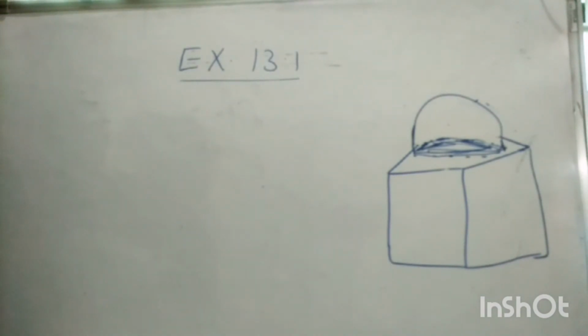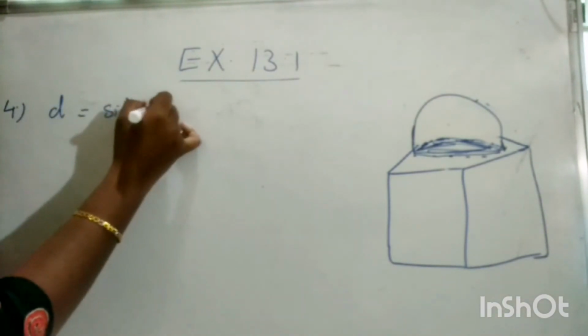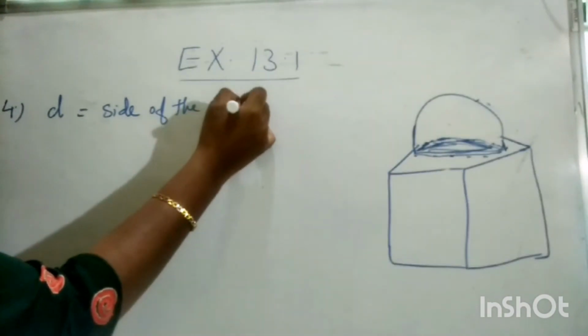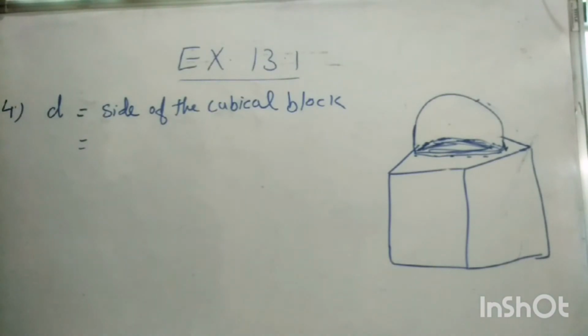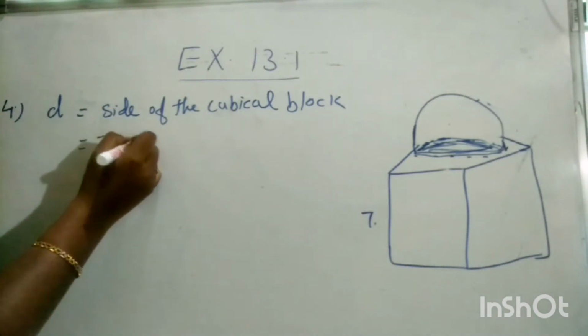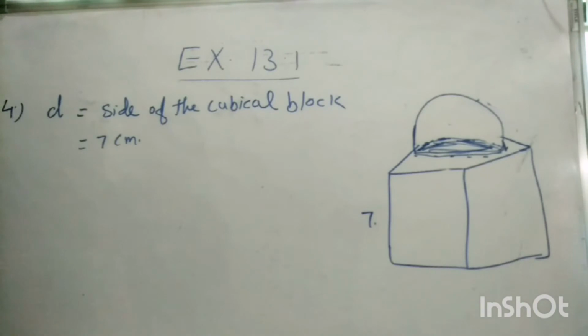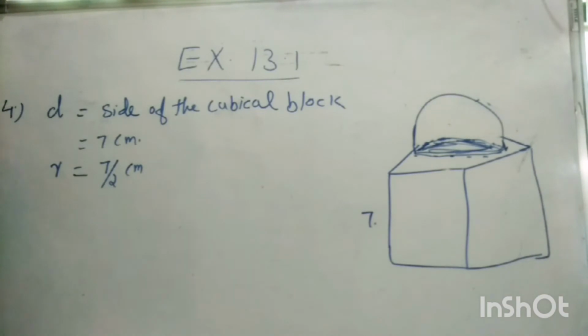The greatest diameter of that hemisphere actually is equal to the side of the cubical block. Okay, diameter of the hemisphere is equal to side of the cubical block, and what is the side of the cubical block? It is given that a cubical block of side 7 centimeter. Side of the cubical block is given in our question, that is 7 centimeter. So the diameter of the hemisphere is equal to 7 centimeter. Then the radius of the hemisphere is equal to 7/2 centimeter.